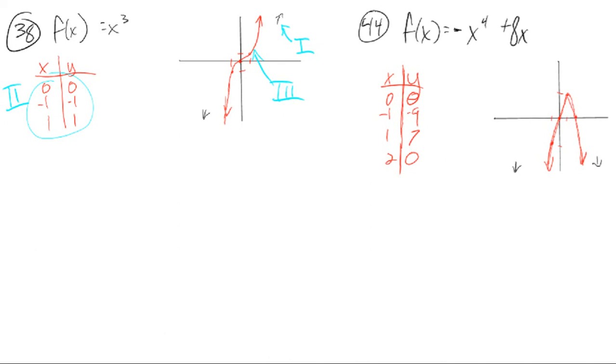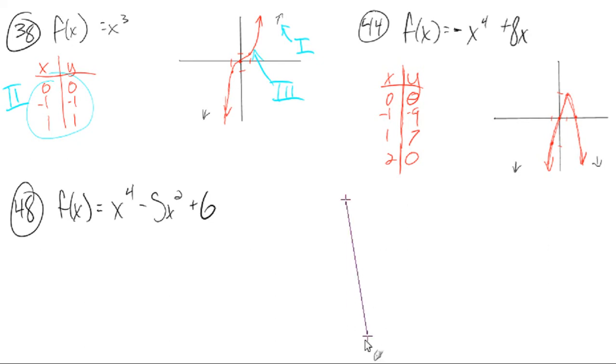Let's do one more. Which one? 48. F of x equals x to the 4th minus 5x squared plus 6. We're going to graph this guy here.